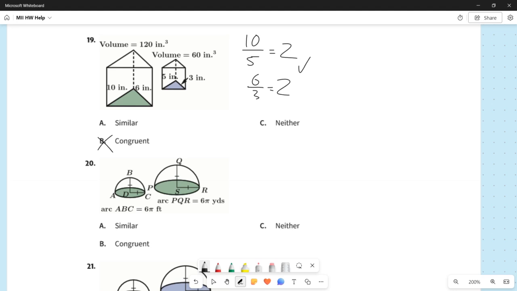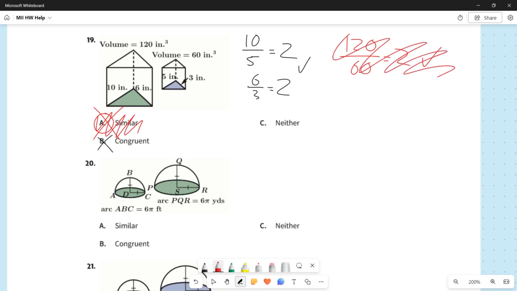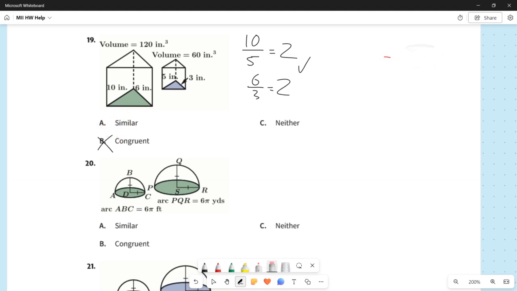So that checks out. Now, you may be tempted to do the same exact thing with the volumes and say, well, the big volume is 120 and the small volume is 60, and that gets us 2, and that means it's great, and that means that the answer is similar. Well, unfortunately, that is wrong. Turns out that the answer is neither, and here's why.